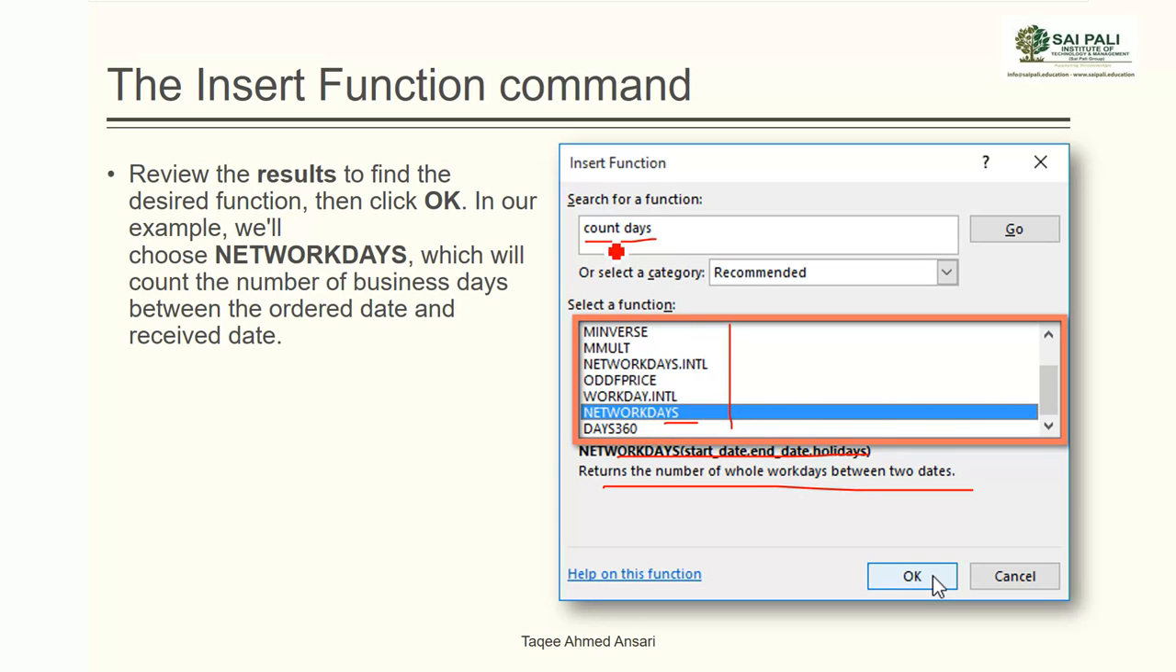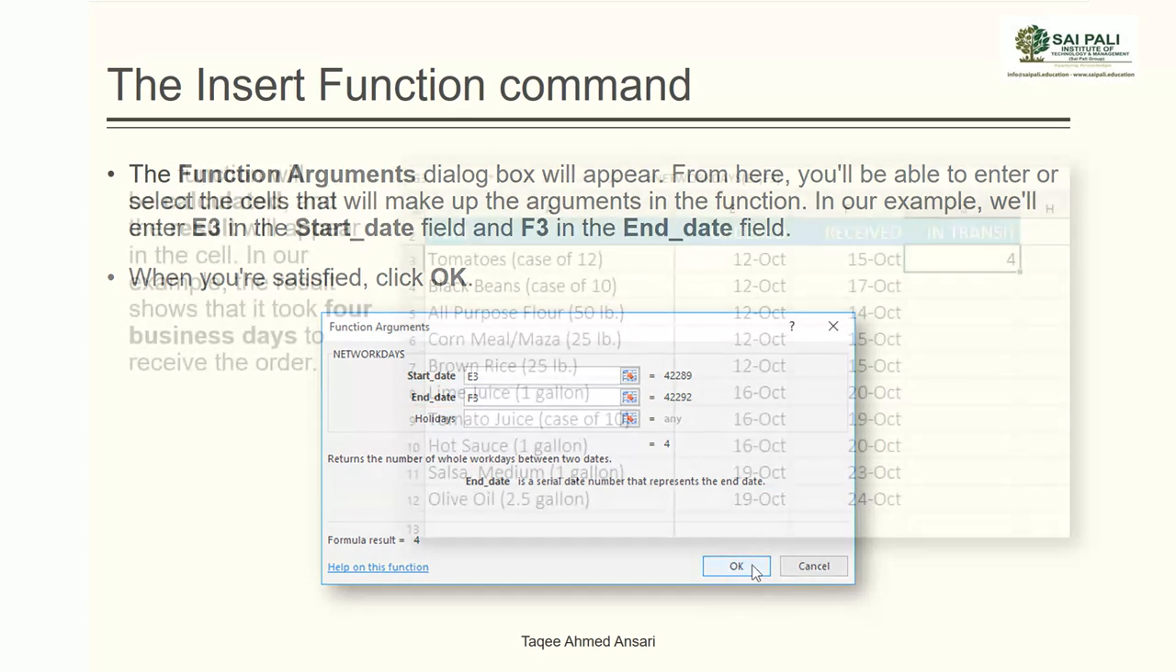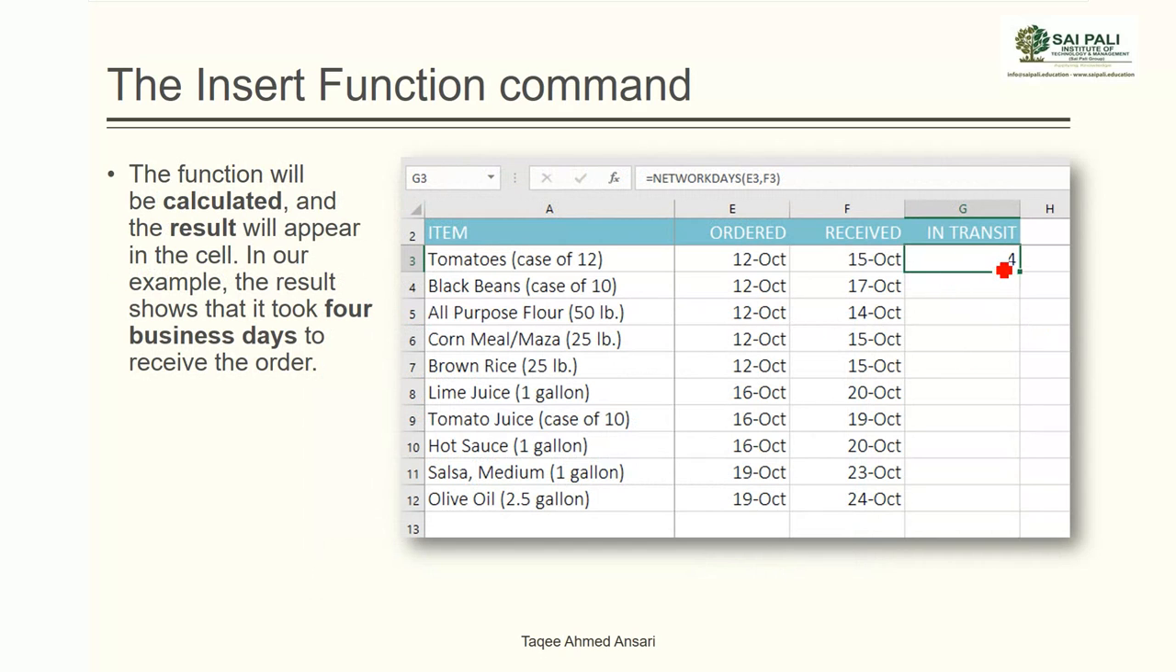So what do I want to do? I want to count days. So I can go with this one. What will it do? It will return the number of whole work days between two dates, that means except Saturday and Sunday. After selecting the function, you can press OK, and then again it will open the function arguments dialog box. Here you will select the arguments like start date and end date, and when you press OK, it will give you the result you are looking for.